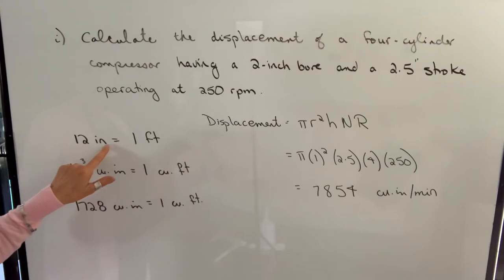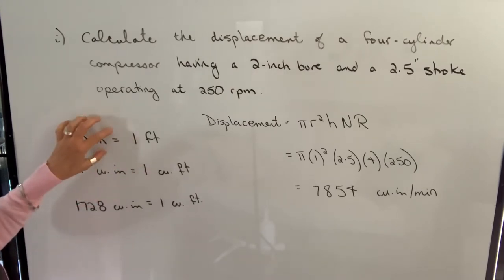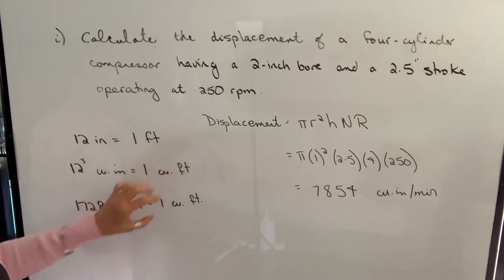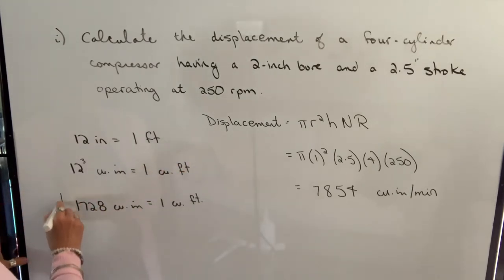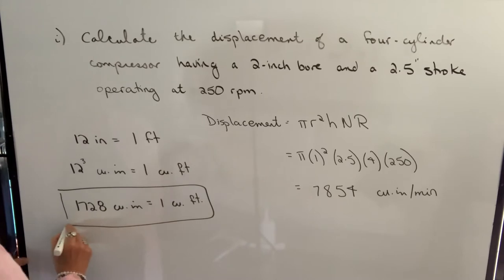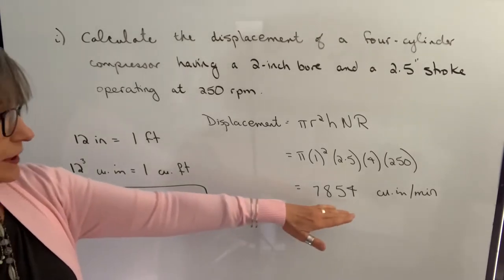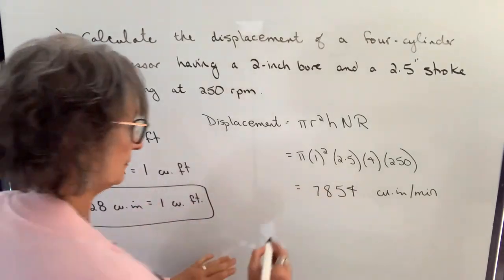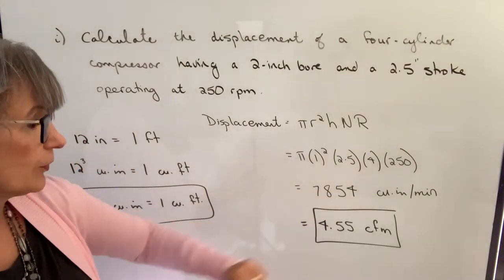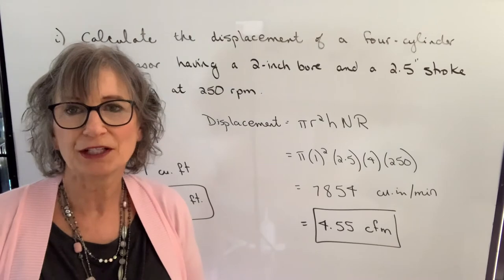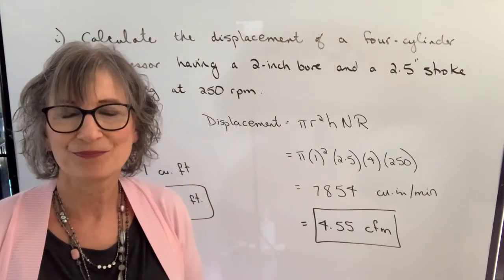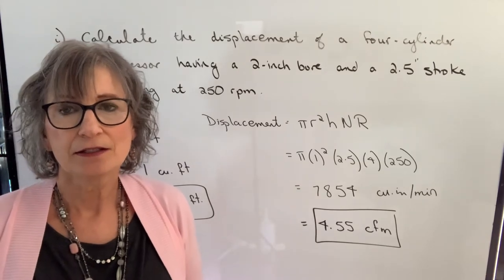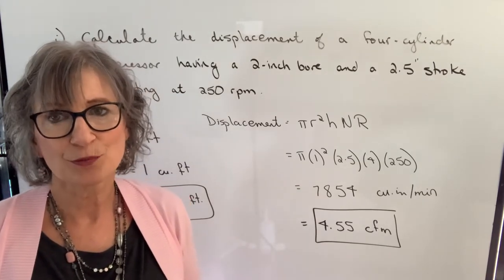We know that there are 12 inches in a foot. So if we cube each of these, we will get 12 cubed cubic inches equals 1 cubic foot. So in other words, there are 1,728 cubic inches in a cubic foot. So in order to convert cubic inches to cubic feet, I'm going to divide by 1,728. When I do that conversion, I get 4.55 cubic feet per minute as my compressor displacement. Now this is the theoretical displacement, and compressors do not work at 100% efficiency.